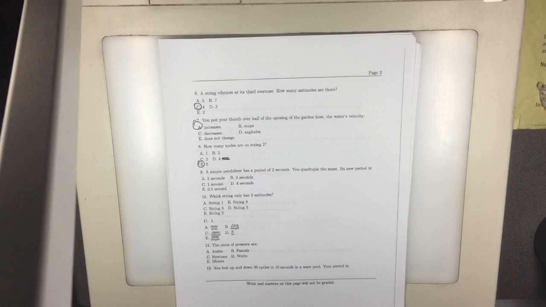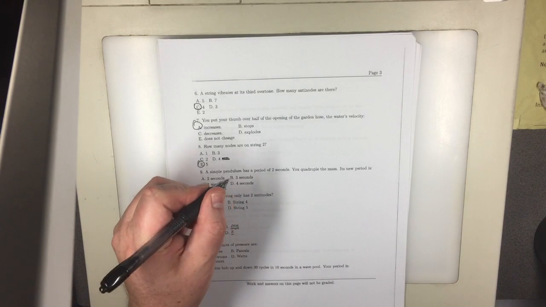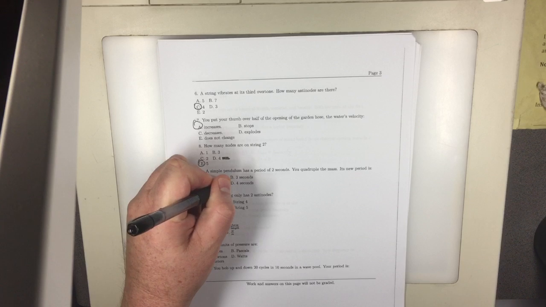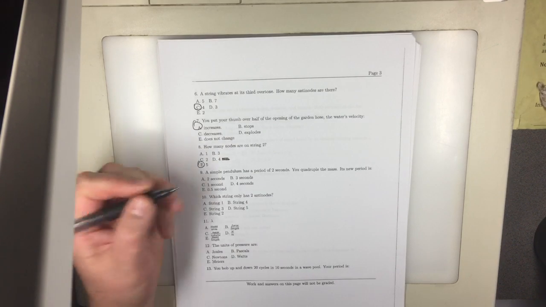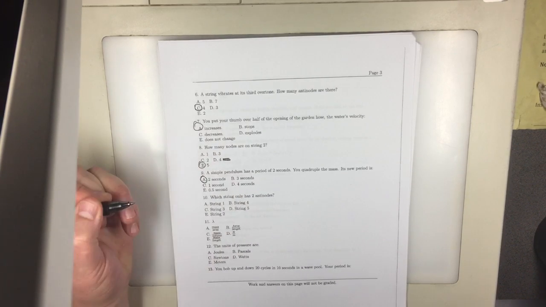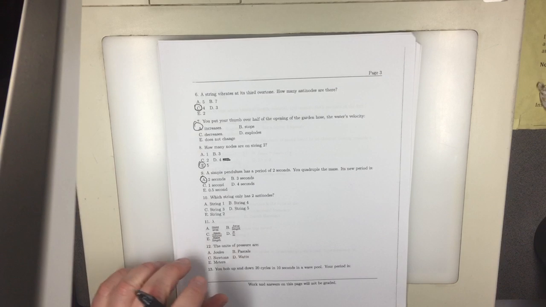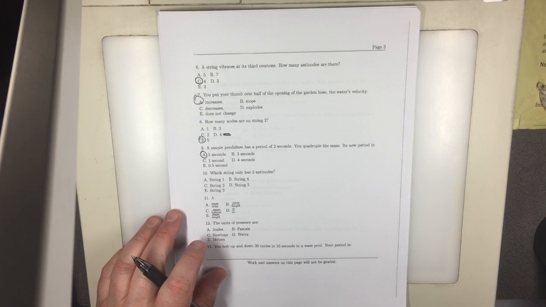A simple pendulum has a period of 2 seconds. You quadruple the mass. The new period is what? 4 seconds. Oh! Oh, it is 2 seconds. What? There's no mass dependency on it. That's a sneaky dude who wrote that one.